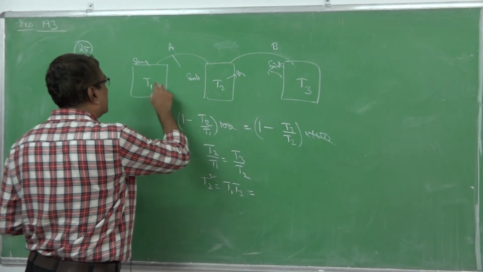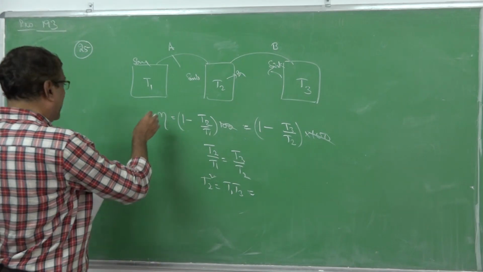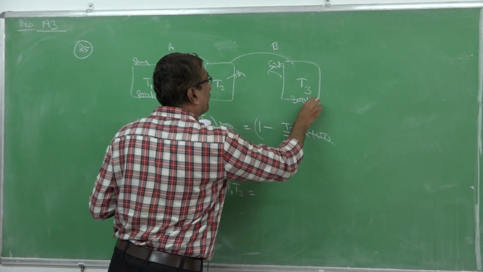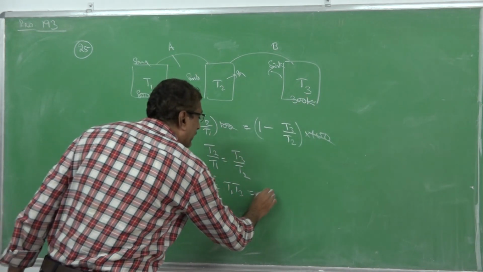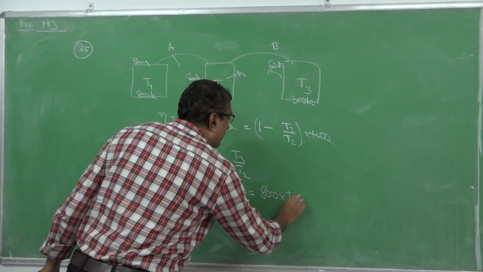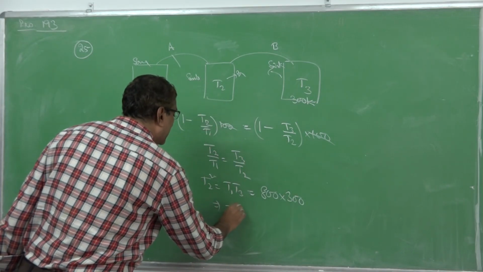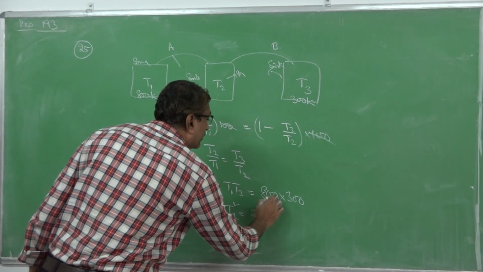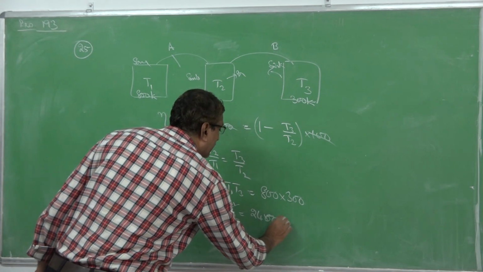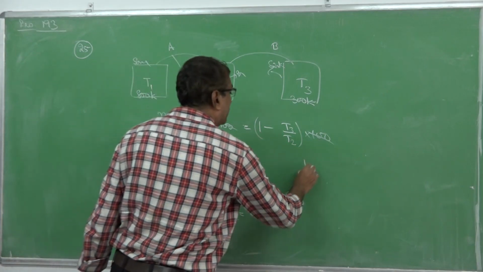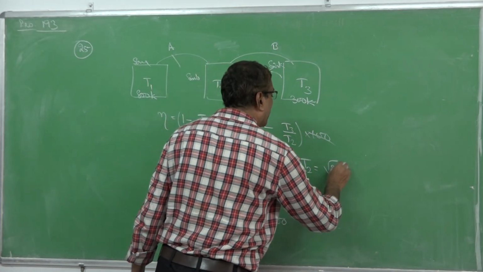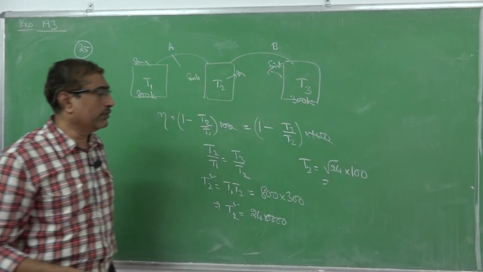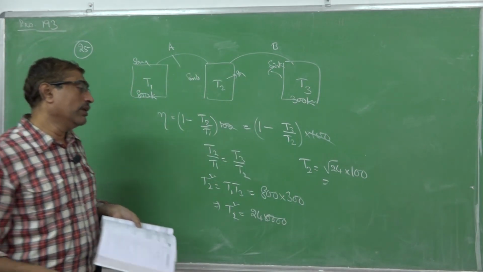So this is given, the first one is at 800 K and this is at 300 K. Now substituting both in this equation, 800 into 300. So that is T2 square is equal to 24 into 10,000. So that T2 is equal to root 24 into 100. So approximately, root 24, calculating that we will get 489.4.